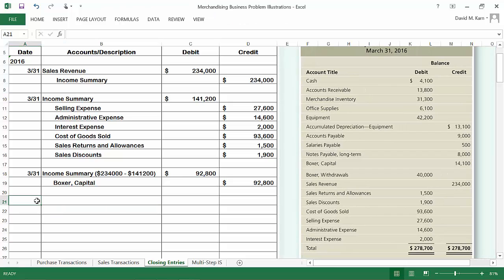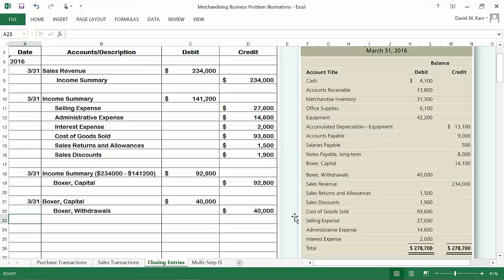Okay, now the other thing we have to do is close out our withdrawals just like we did before. So we debit and reduce capital, and that was the amount of $40,000 of withdrawals, and we credit that and close that out. Okay, so there you go. There's the nice example for you of how to close out the accounts in a perpetual inventory system for a merchandising business when you get to step 7A of the accounting cycle.